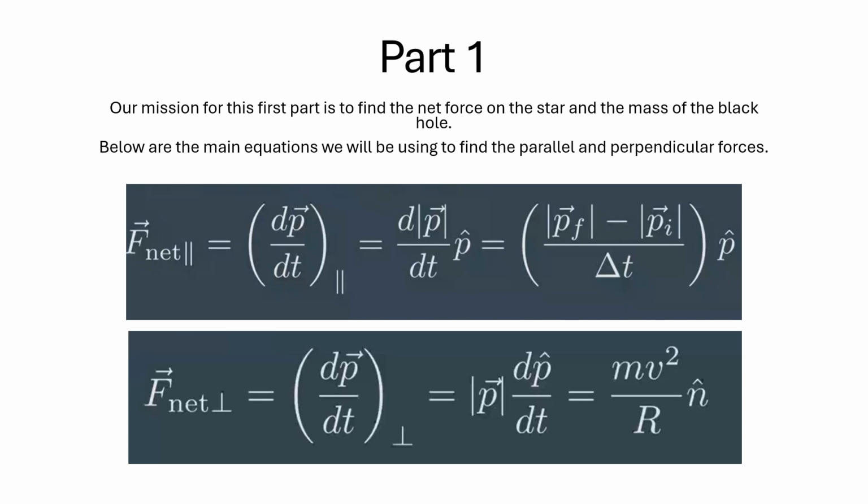For this first part, we're tasked with finding the mass of the black hole as well as all the net forces placed on the star. Below are the main equations we're going to be using to find F parallel and F perpendicular. These are essential for finding the overall net force.